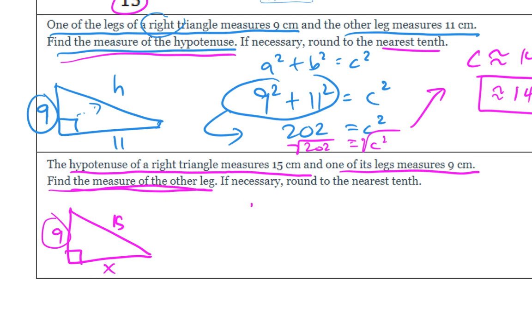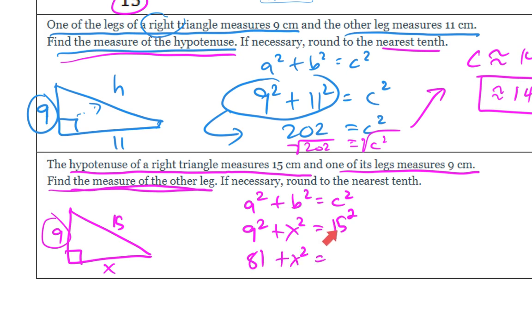So let's set it up. If it's a squared plus b squared equals c squared, let's start with the c squared. I always like starting with that. The c squared is 15, but not 15, it is 15 squared. Then we have 9 squared plus our x squared. If we put that into our calculator, 9 squared is 81, plus x squared equals 15 squared, which is 225.